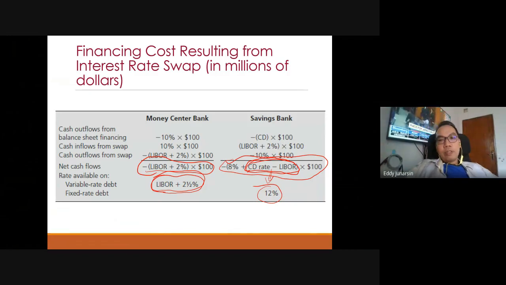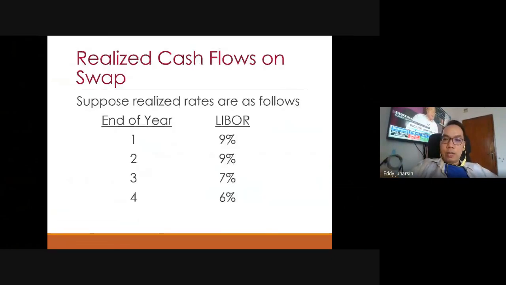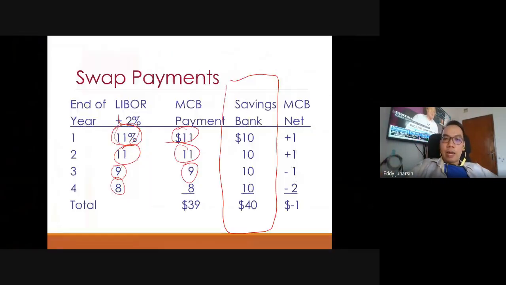So whatever happens to the LIBOR, that will also affect the CD rate. So if the LIBOR goes up a bit, then the CD rate is expected to go up as well, and vice versa. If LIBOR is declining, then the CD rate is expected to decline as well. So here we see that the savings bank ends up paying relatively fixed payment from time to time.